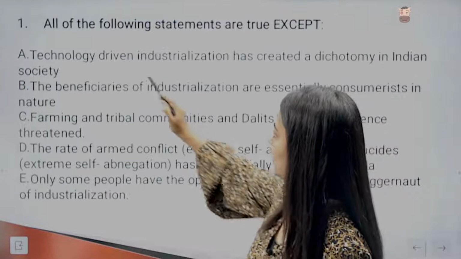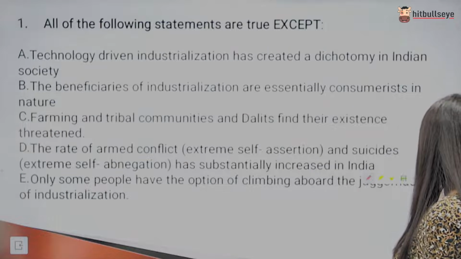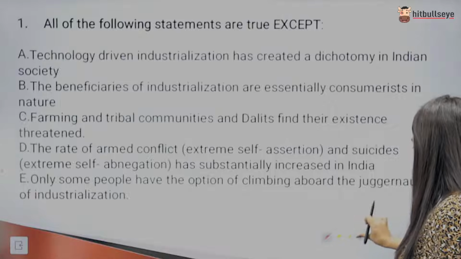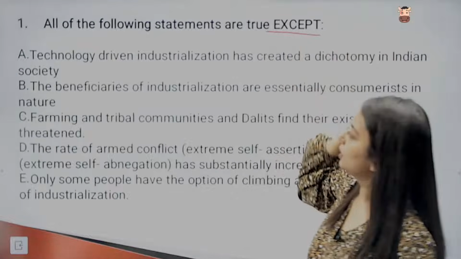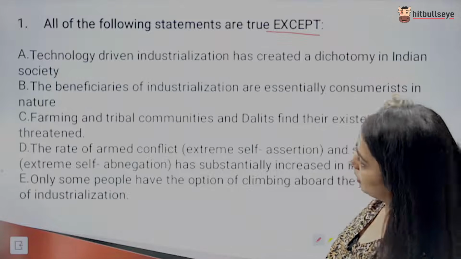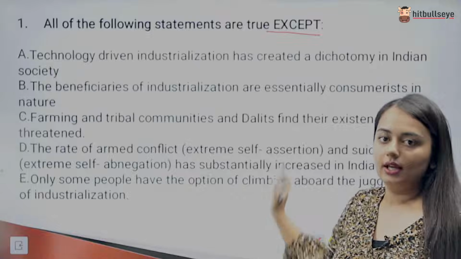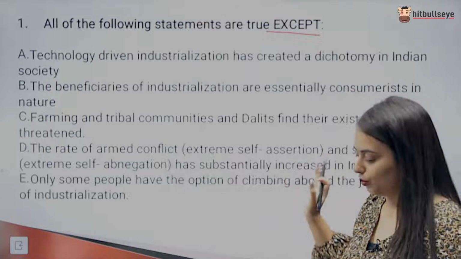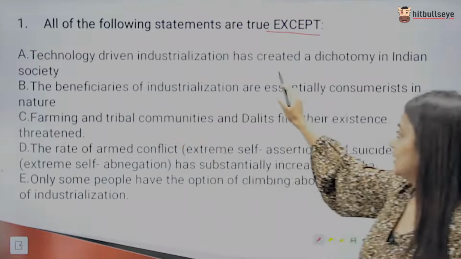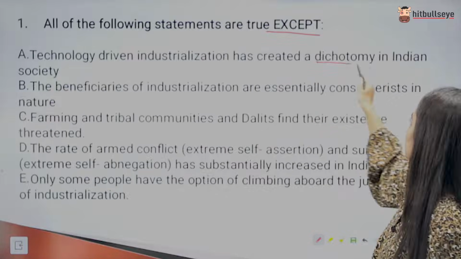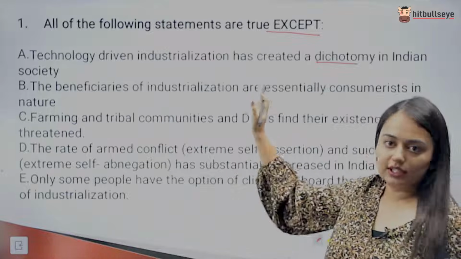The first question is, all of the following statements are true except. अब इसमें हमें कुछ इस तरह के क्वेश्चन में कुछ स्टेटमेंट दी होती हैं हमें, जिनमें से एक्सेप्ट एक स्टेटमेंट हमें बतानी है. All of the following statements are true except one statement which is not true. The rest of the statements are true. So the first statement is, technology driven industrialization has created a dichotomy in the Indian society. एक divide, so we agree with this line, right?